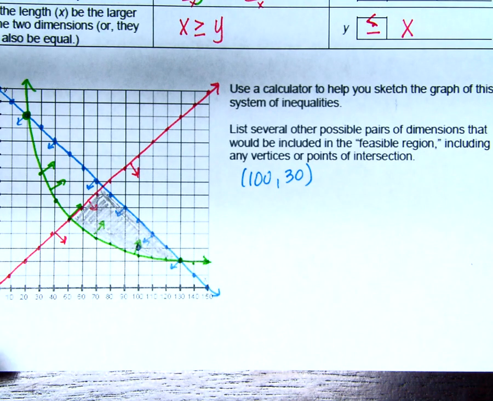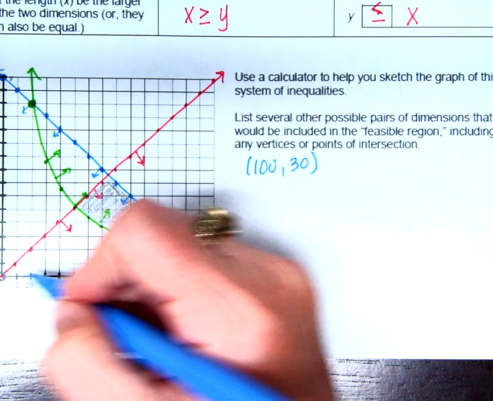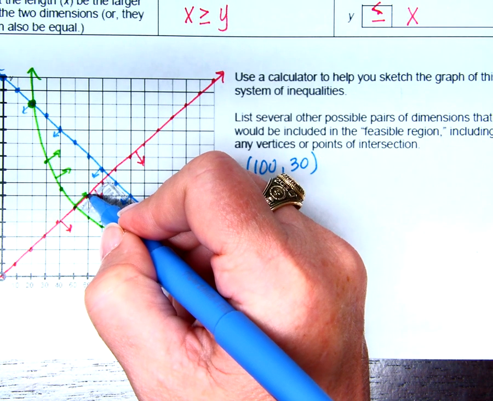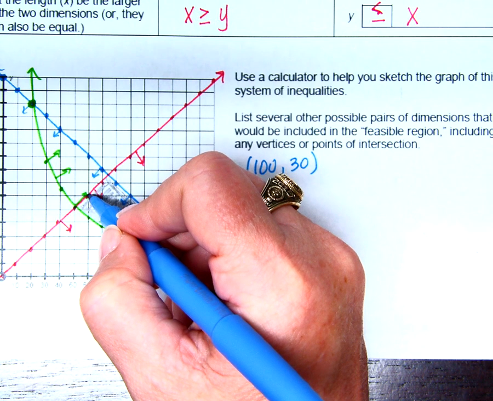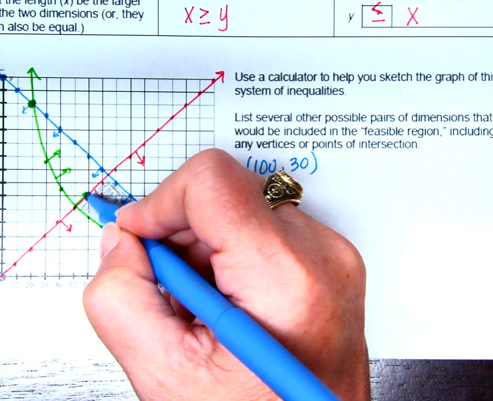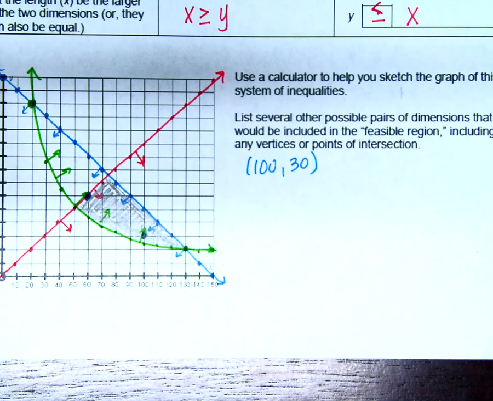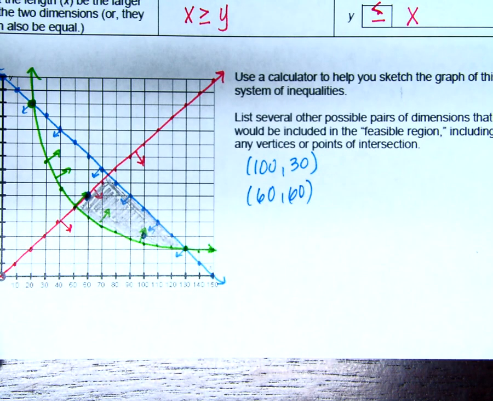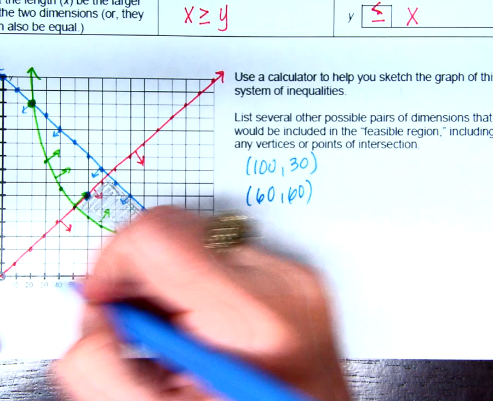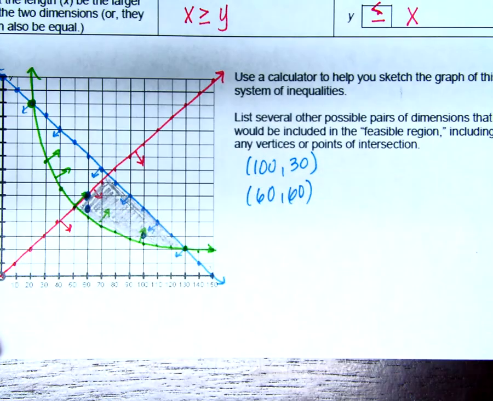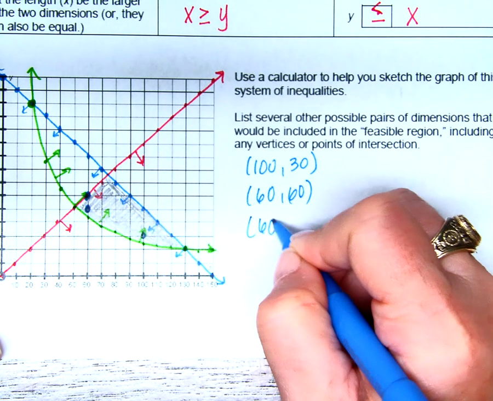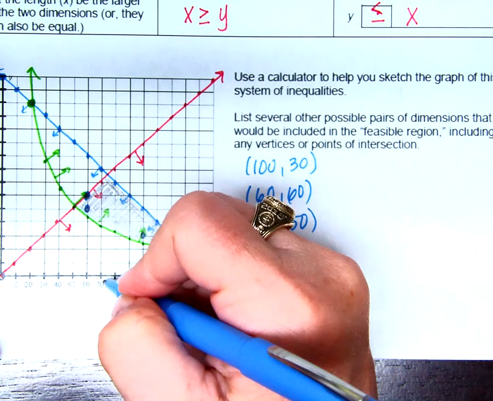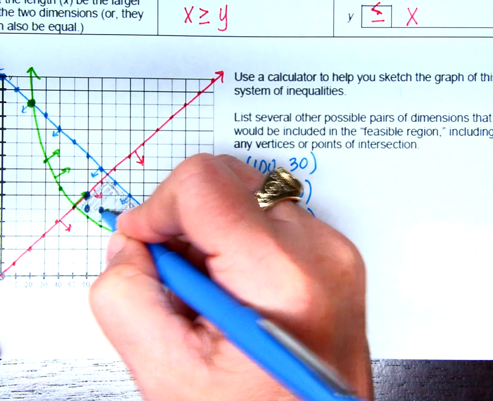Okay, somebody else. 60, ooh, that's a tricky one, isn't it? Oh, it's not, is it? Why is it not a tricky one? It's on the line, and because it's a solid line, it works, doesn't it? Okay. Somebody else. Oh, 60-50. What do you guys think about 60-50? Okay. 70-50. You okay with 70-50?